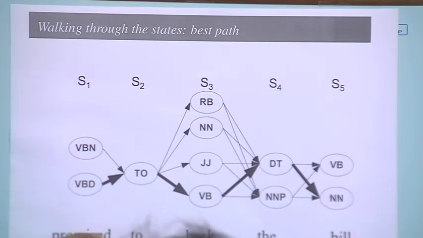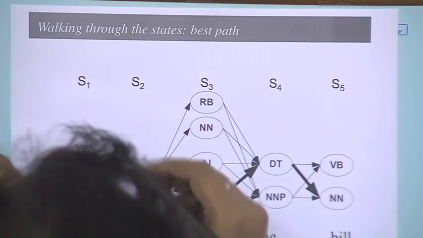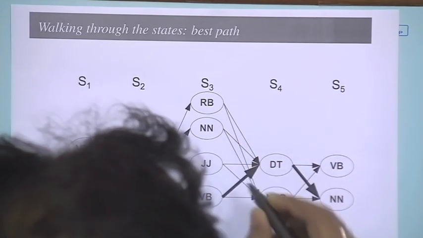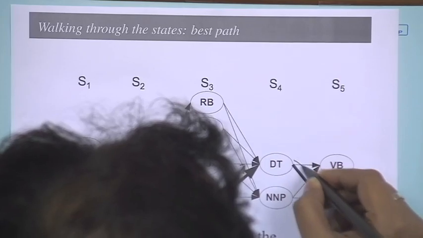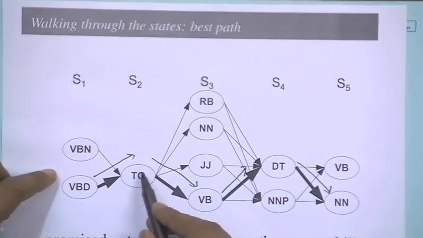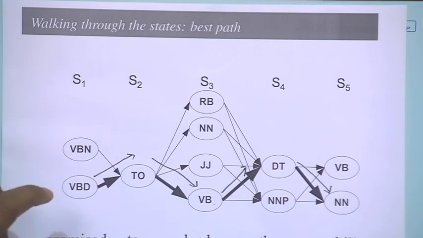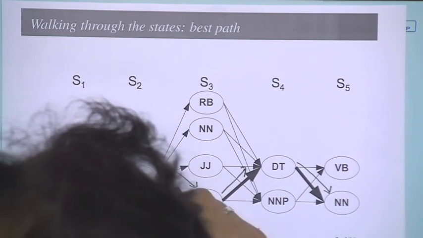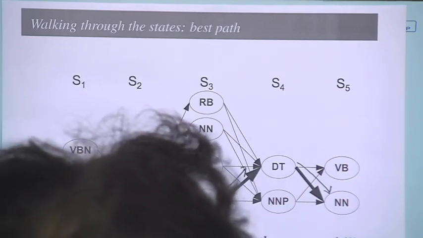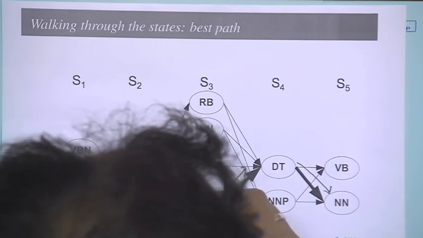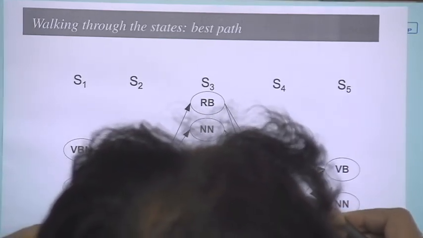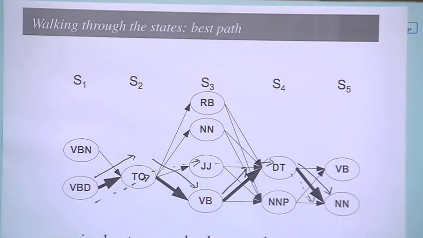Now let me take two different paths. One path that is there in the actual sequence: VBD, TO, VB, DT and NN. And let me take another path that is VBD, TO, then JJ, then DT and then NN. Okay. So there are two paths that start with the same tag and end with the same tag.